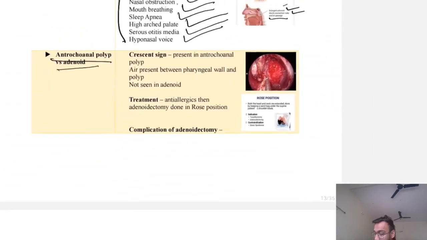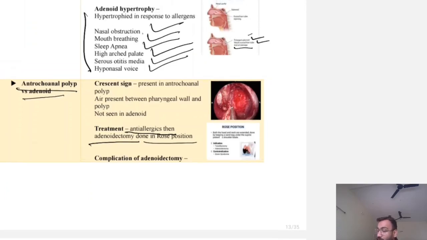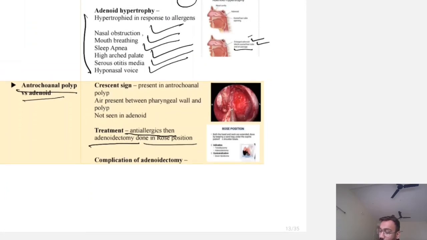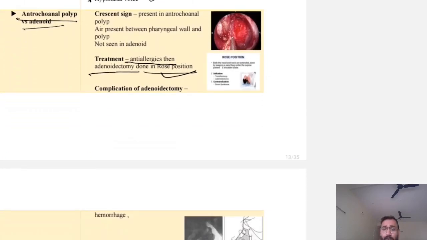Now treatment. In case of adenoid hypertrophy, you have to give anti-allergics, and because the adenoid is enlarged, you have to treat surgically and remove it. You have to do adenectomy. Now you will ask me, sir, why are we doing adenectomy? Is there any rule? Because it already gets atrophied by the age of 20, if you remove this adenoid, there will be no harm to the patient. Okay, like we do tonsillectomy in tonsillitis.